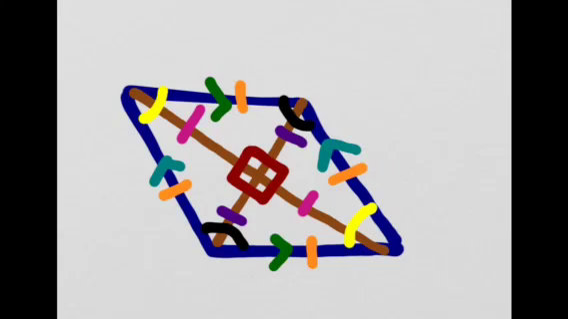and the thing I really like about the rhombus is when you draw the diagonals, it forms right angles. So the diagonals are perpendicular to each other.